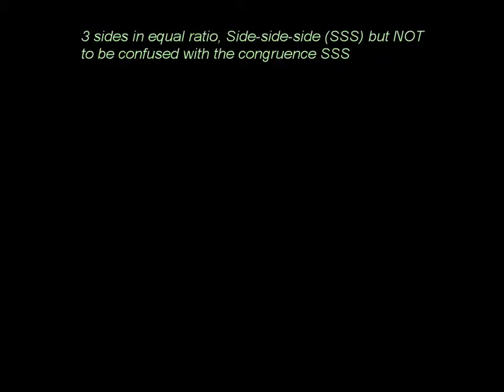Last proof, finally. Okay, three sides in equal ratio, side, side, side, SSS, but this is not to be confused with the congruence SSS. The congruence SSS is not to be confused with this one. This states there must be an equal ratio. The congruence says they must be exactly the same. That's just a side note there. Okay, so there must be an equal ratio. That's the bit we need to be concerned with.